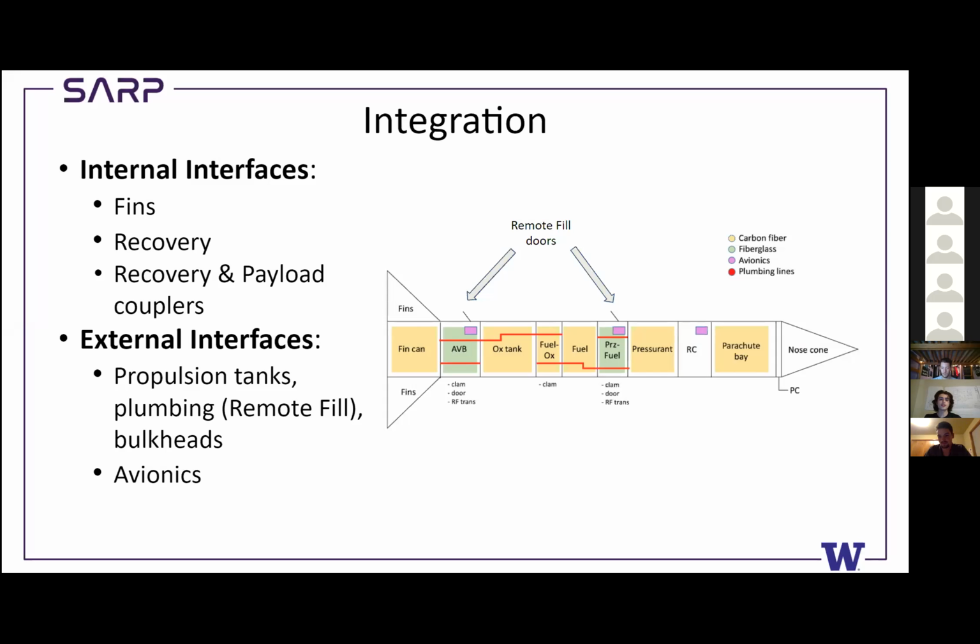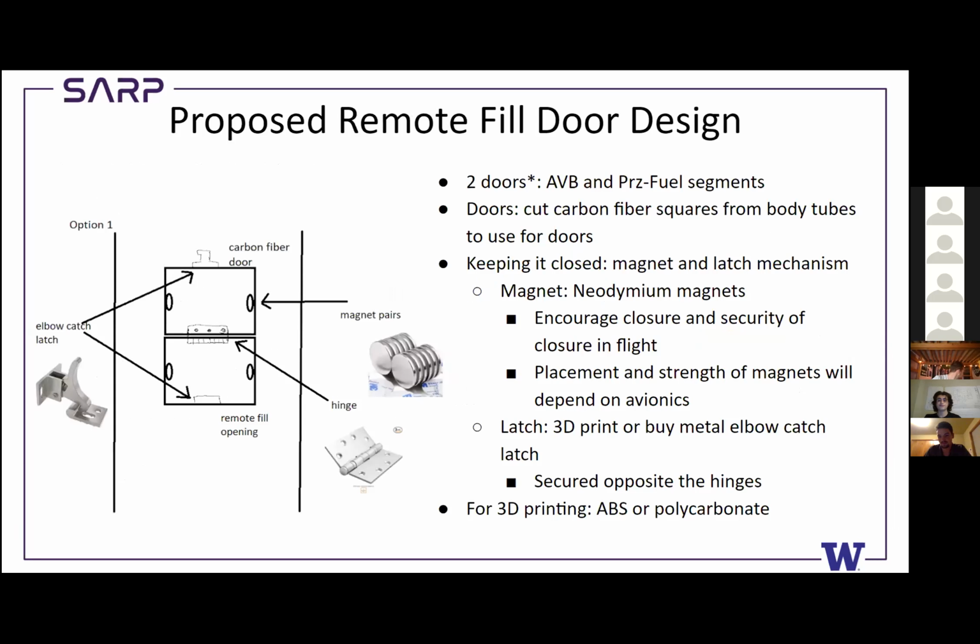So for integration, we're going to be integrating with fins, recovery, and the couplers team, just to make sure everything fits together. And once everything's screwed in, we've got a sleek rocket. Externally, we'll be dealing with the propulsion tanks, plumbing, and bulkheads, and avionics as well, making sure certain body tubes are transparent. I'm going to hand it off to Sama to talk about the initial fill door design.